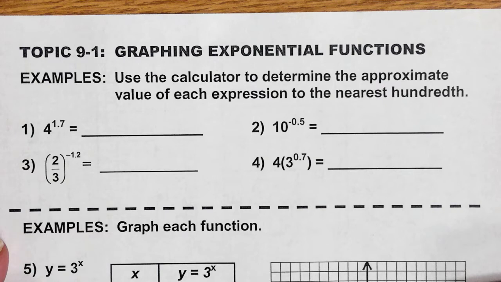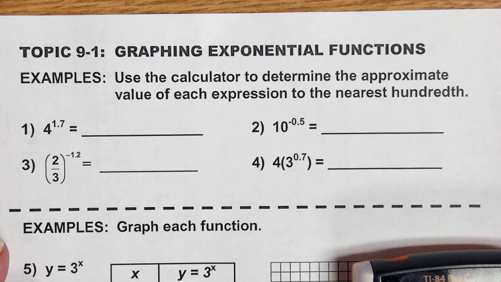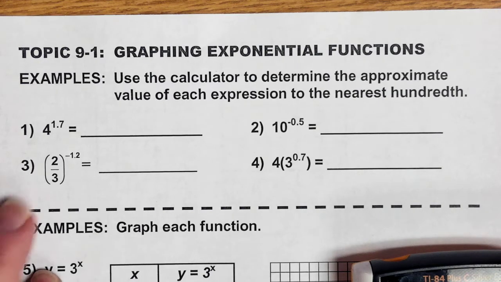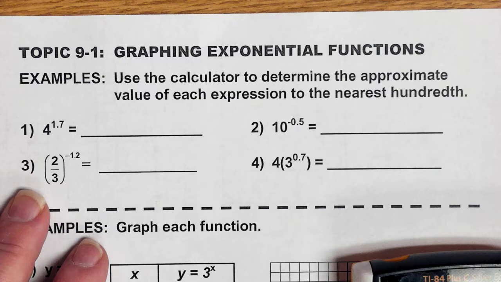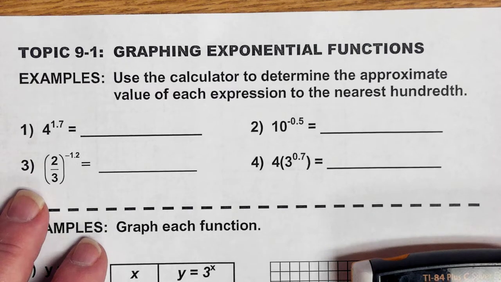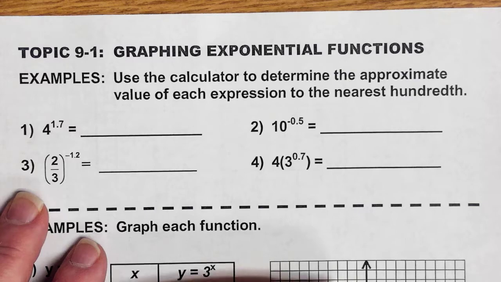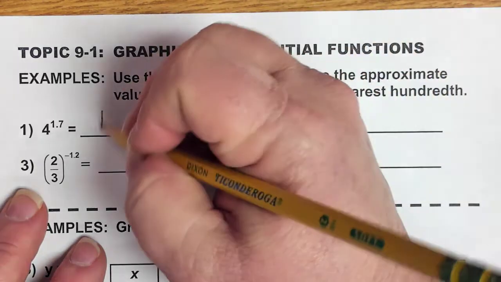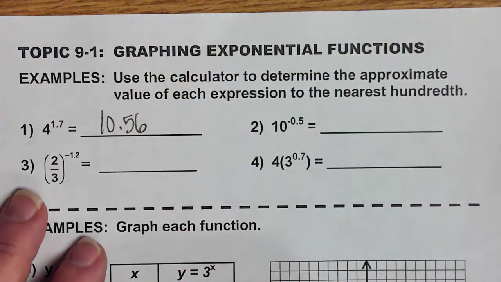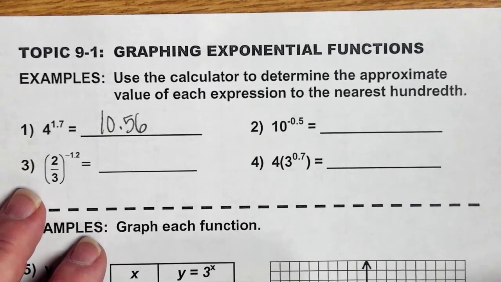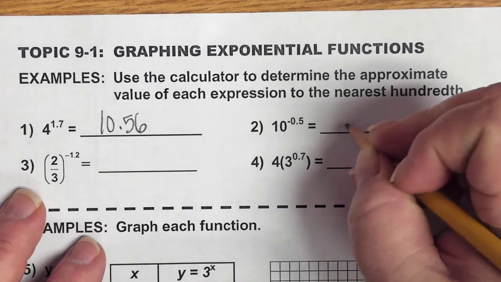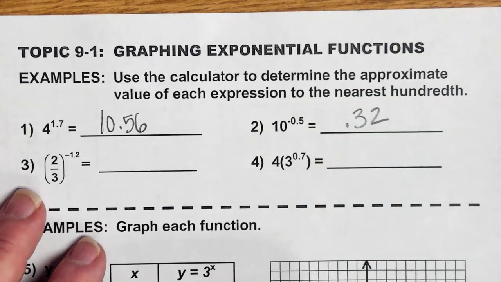Use the calculator to determine the approximate value of each expression to the nearest hundredth. So in your calculator, go ahead and put in 4 to the power of 1.7, and you get what? 10.56. That is the nearest hundredth. Okay? All right, so let's put the rest of these in. 10 to the power of negative 0.5. Enter. What do we get? 0.32. Very good.